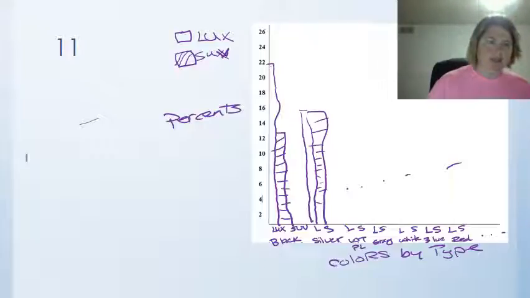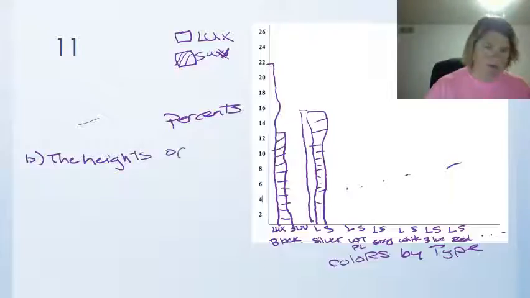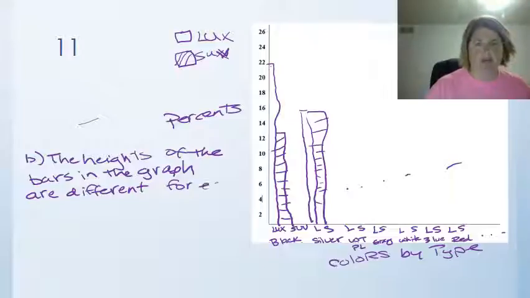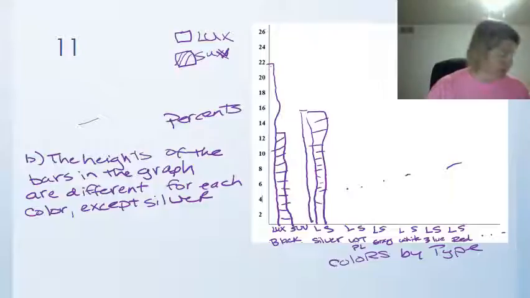Then part B says, write a few sentences to describe what you see. So we would write something like, the heights of the bars in the graph are different for each color except silver. Right, silver is the only one where they're exactly at the same height.